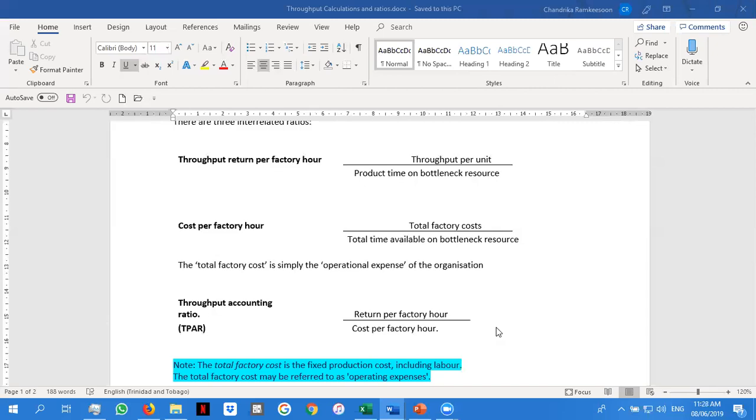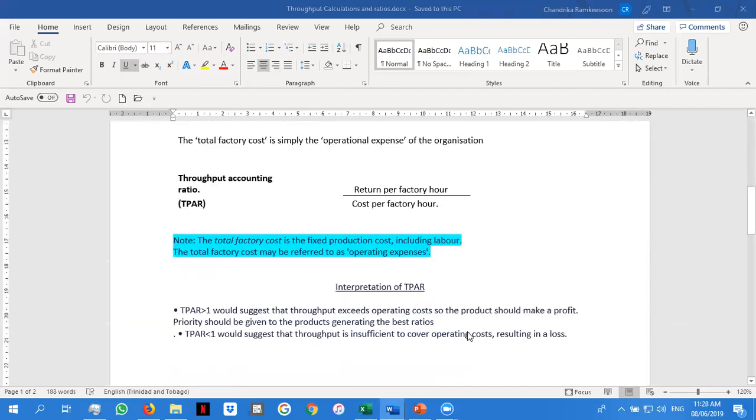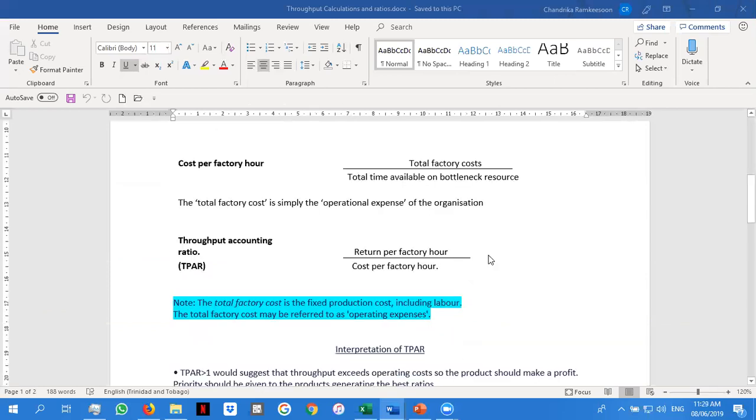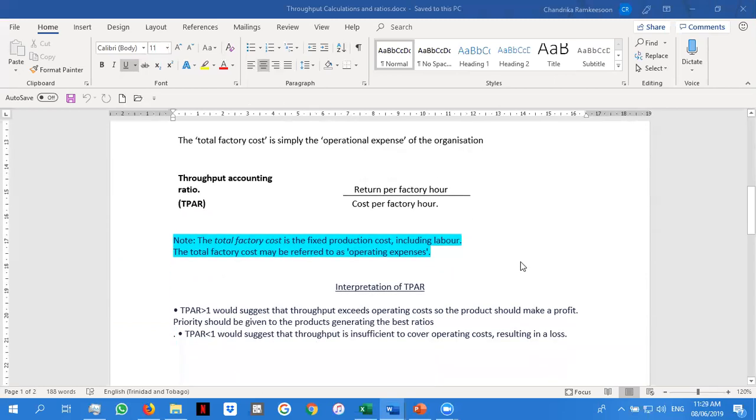The TPAR is the first one divided by the second. Now, let's check this out. Note, the total factory cost, as we just said, is fixed production including labor. The total factory cost may be referred to as operating expenses, as we just explained to you. Interpretation of TPAR.